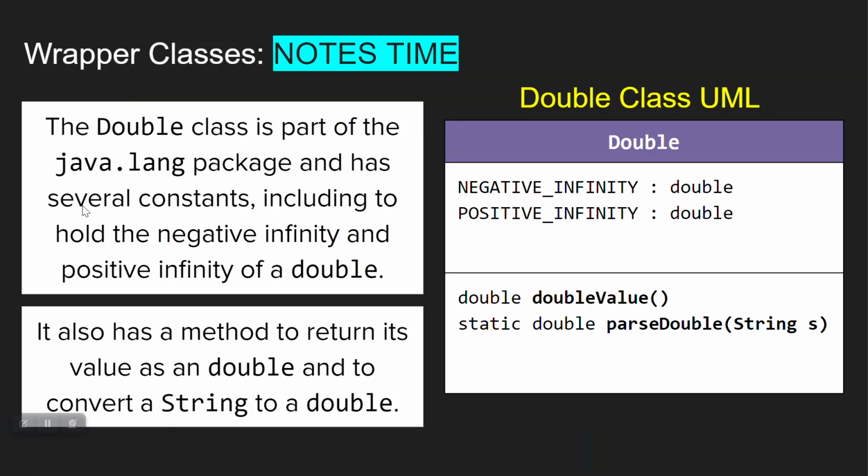Now, something very similar happens with the double class. We have two attributes of the double class, negative infinity and positive infinity.